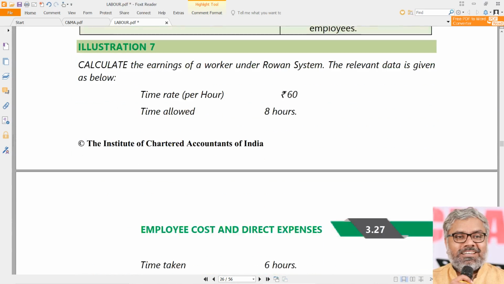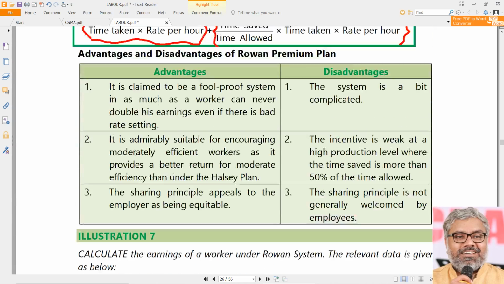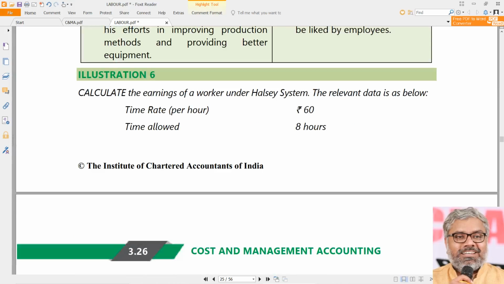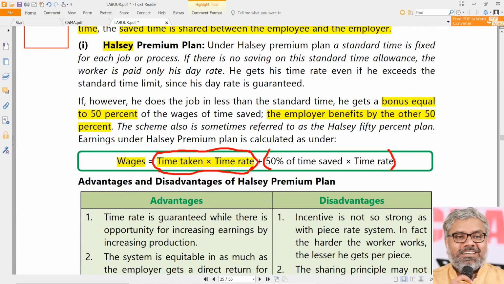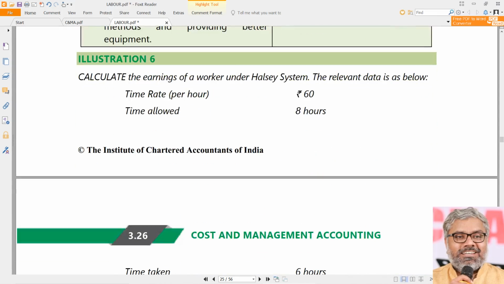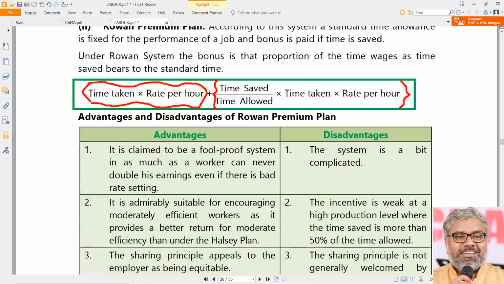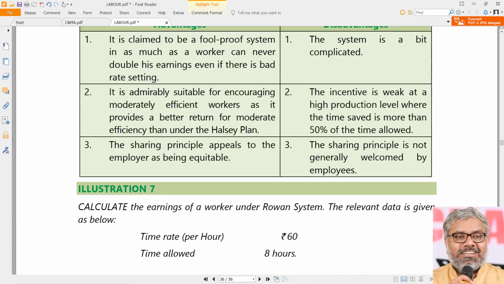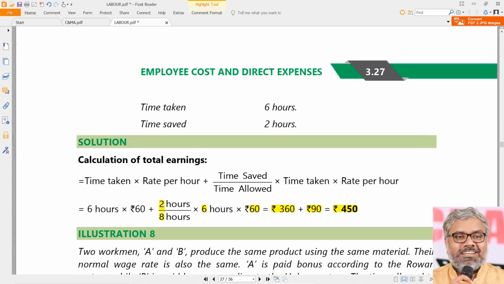The formula have to be very much remembered. In case of Halsey plan, the formula is the bonus formula. Basic normal time wages formula, there is no need to separately remember that. That is common sense: time taken into time rate. Bonus formula for Halsey is 50% of time saved into time rate. Whereas bonus under Rowan scheme is time saved by time allowed, multiplied with time taken into rate per hour. These formulas you have to remember well.